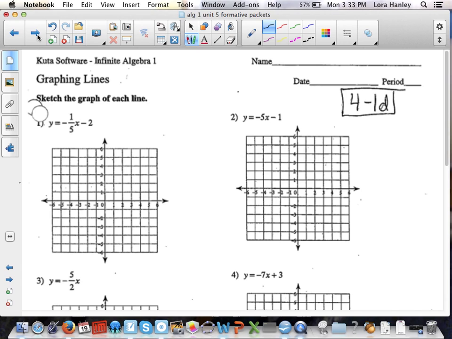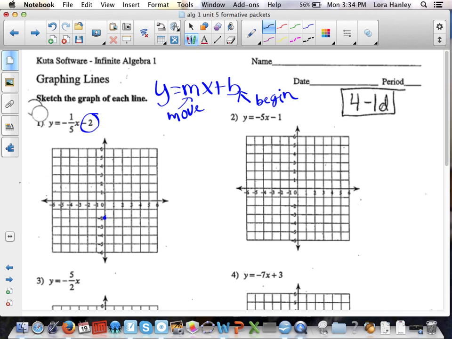We also looked at graphing slope-intercept form, and if you are given an equation in y equals mx plus b, remember b is where you begin, and you're beginning on your y-axis, and m is how you move. So in number 1, we're going to begin at our b value. Since it's -2 on your y-axis, you want to find a -2, and your slope is -1/5.